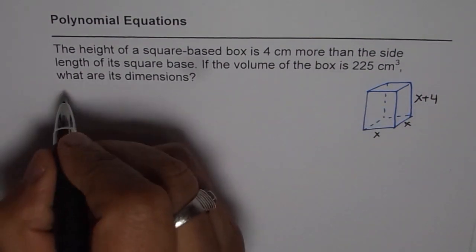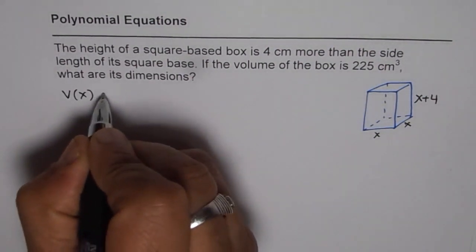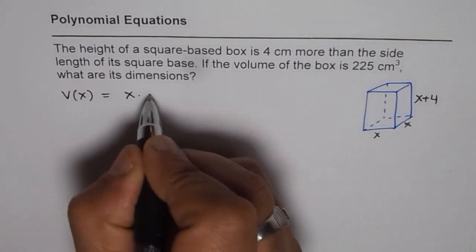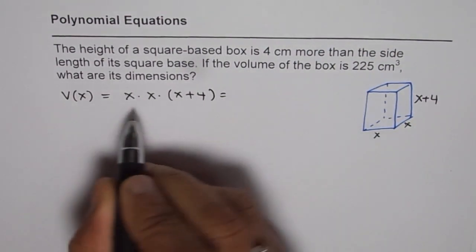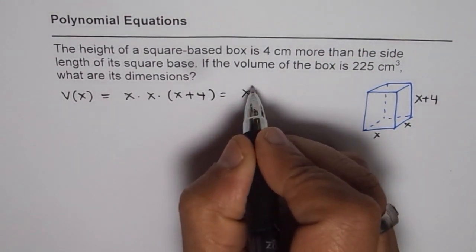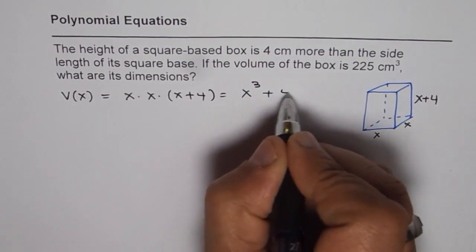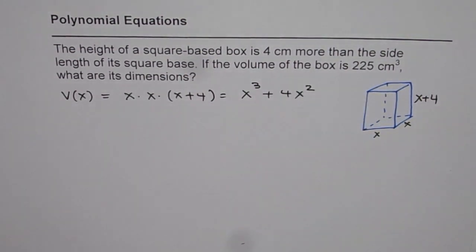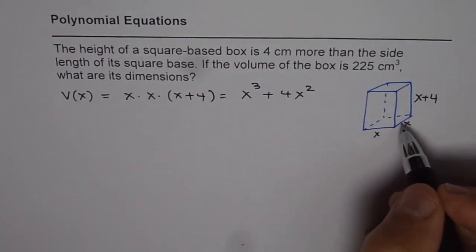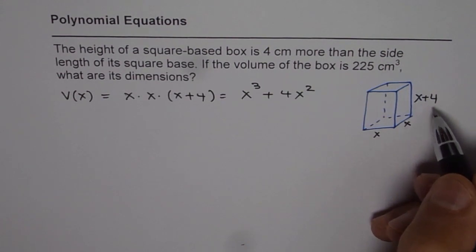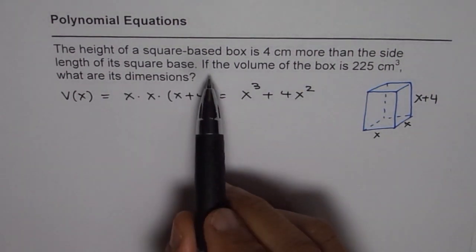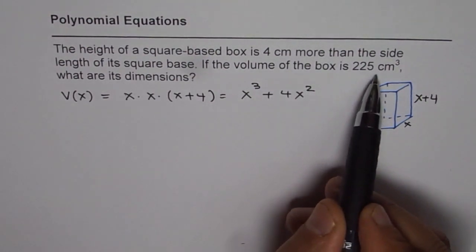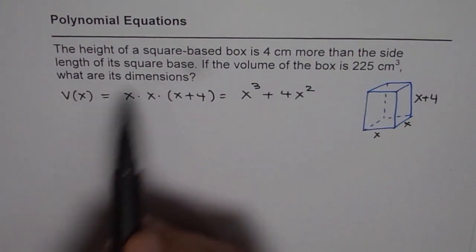Volume in terms of x can be written as a function V of x equals x times x plus 4, which is, we can open the brackets, x cube plus 4x square. So that is the volume of this box. You can say x square is the area of the base multiplied by the height, x cube plus 4x square, either way. If the volume of the box is 225 centimeter cube, what are its dimensions?